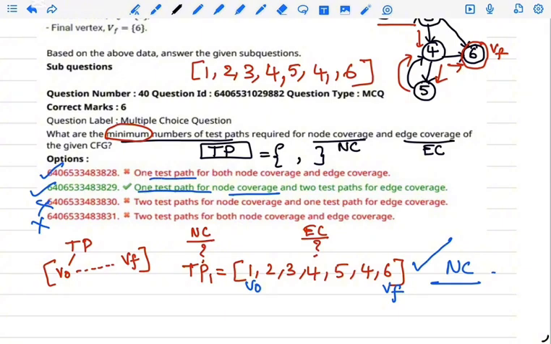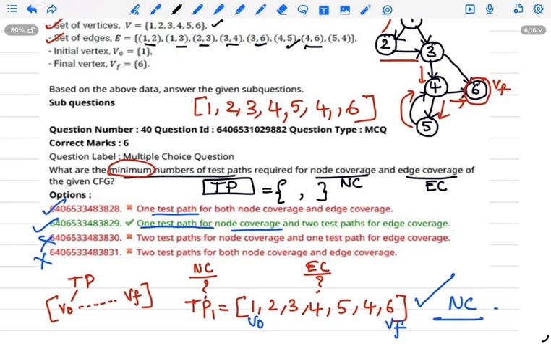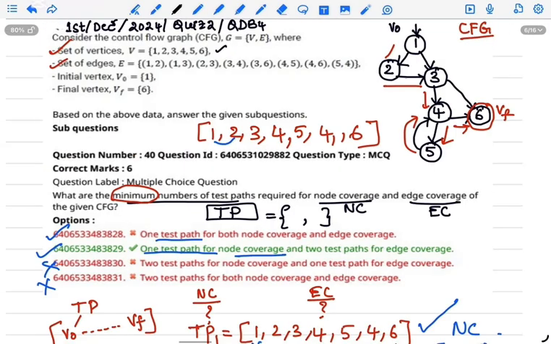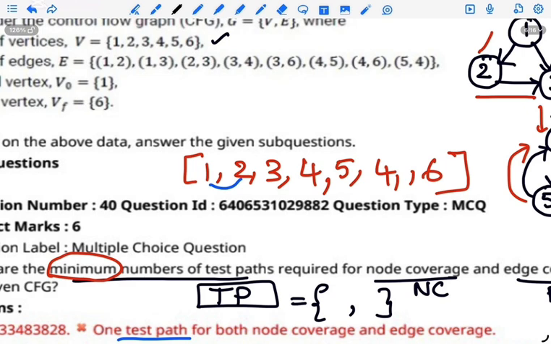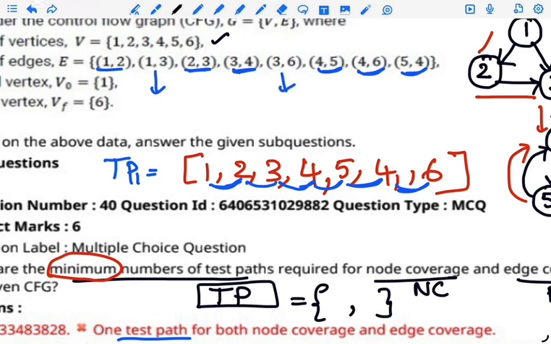And for the edge coverage, how many edges does this test path cover? We directly check with the edges list. Okay, 1 to 2 there is an edge. This is the test path, the blue color one. 1 to 2 is covered, and 2 to 3 is also covered. 2 to 3, and 3 to 4 is covered. 3 to 4, and 4 to 5 is covered. 4 to 5, and 4 to 6 is covered. 4 to 6, 5 to 4 is also covered. 5 to 4. Only these two are left, right? 1, 3 and 3, 6.